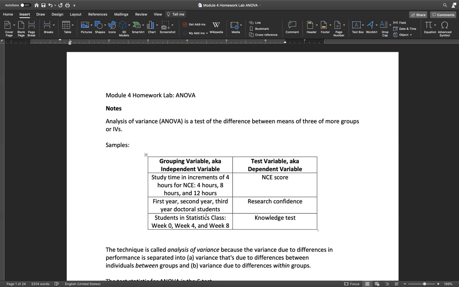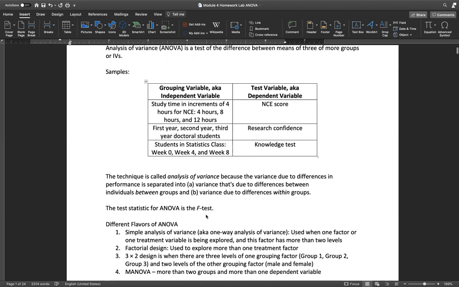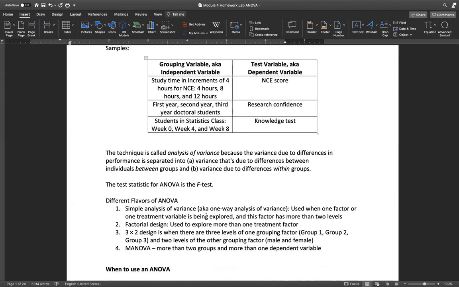Another one would be looking at students' knowledge of statistics in week 0, week 4, or week 8. As you can see in all of these examples, there's 3 or more scores that we're comparing in order to test for difference. So we're looking to see if there's a difference between groups. So within these study groups, 4 hours, 8 hours, and 12, we're trying to see if there's differences within those groups, and also between the groups.